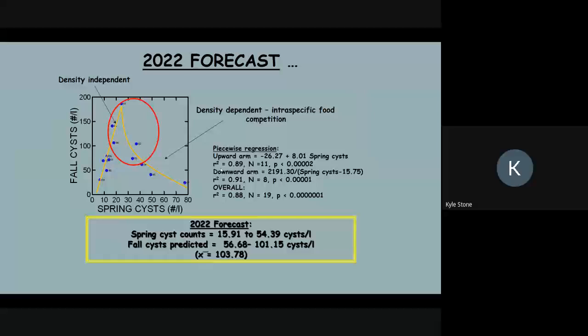The 15.91 translates to the 101 in the fall. And on average, we should have expected somewhere about 103 cysts per liter. What we saw in August was 348.9 cysts per liter. So pushing 350 cysts per liter, it's quite high.